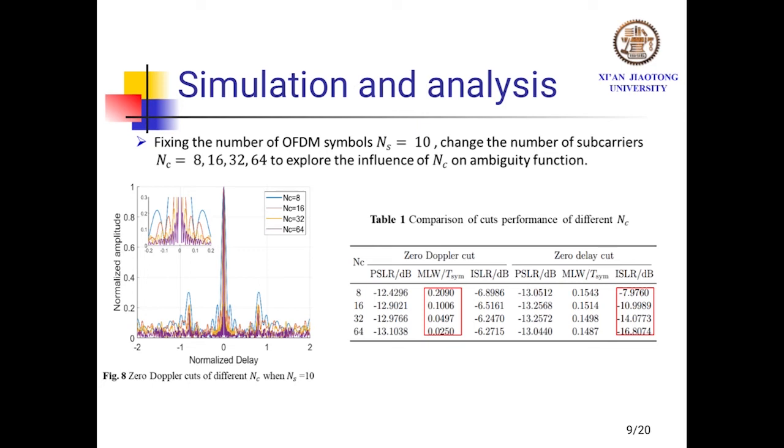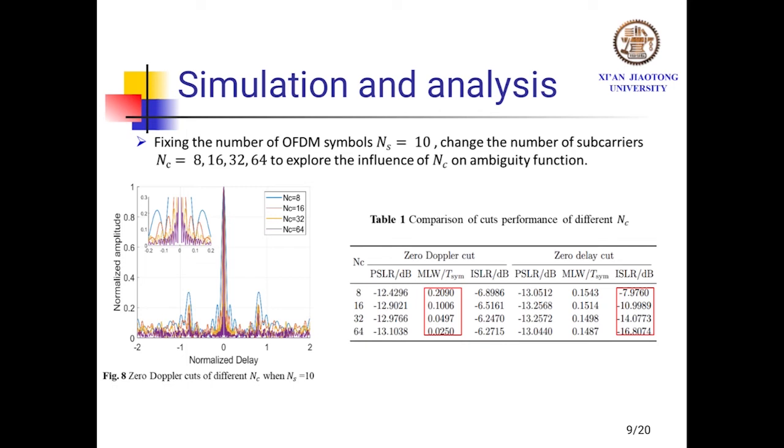and the integrated sidelobe ratio ISLR of the zero delay cut decreases gradually with the increment of NC. Other parameters don't change significantly with the increment of NC. So, because of the reduction of MLW in the zero Doppler cut, the increment of NC improves the inherent range resolution of the shared signal, which is approximately inversely proportional to bandwidth, but has little effect on the sidelobe characteristics of the zero Doppler cut, which is also the range ambiguity function.